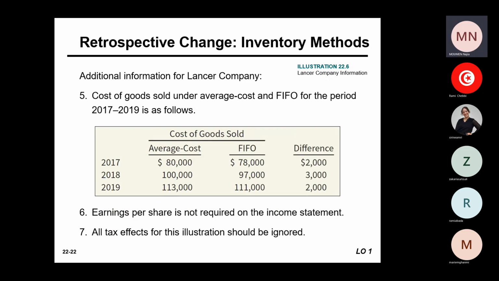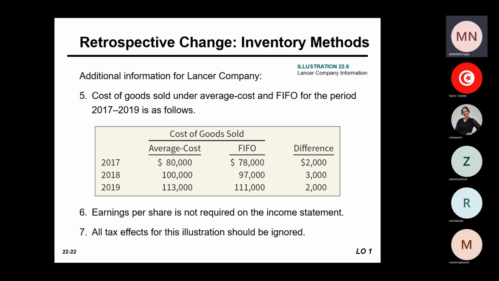We got also the cost of goods sold because, you know, when we change the inventory valuation, it's not only the ending inventory that will be impacted by that change, okay? So we also have to consider the effect on the cost of goods sold. The cost of goods sold was 80 and 100 in 2017 and 2018. In the FIFO method, of course, it is lower, so there is a difference of 2,000 and 3,000 respectively.